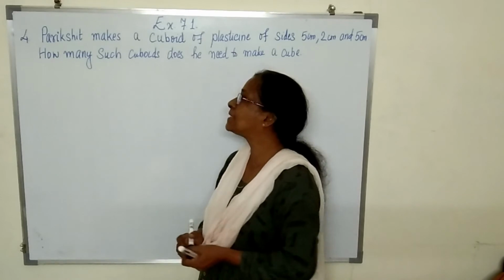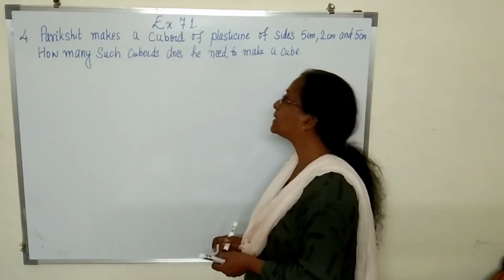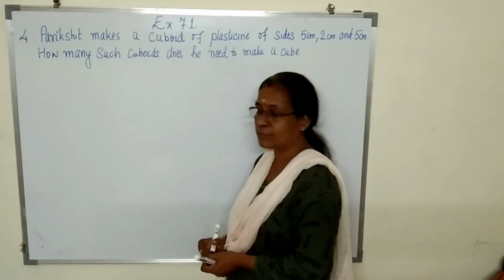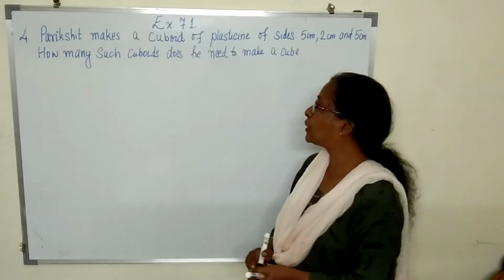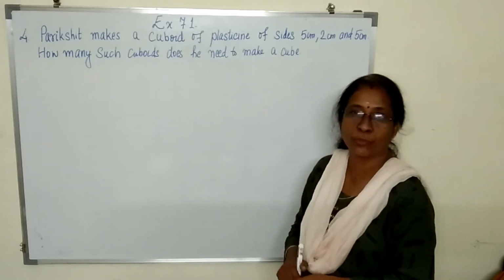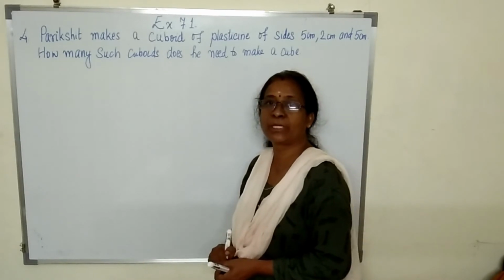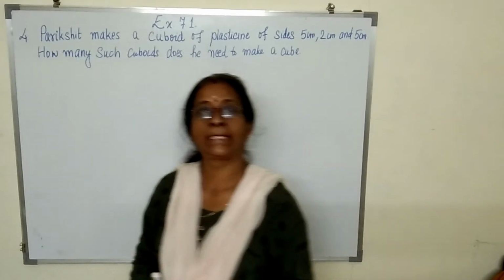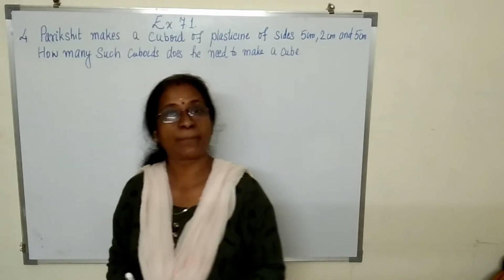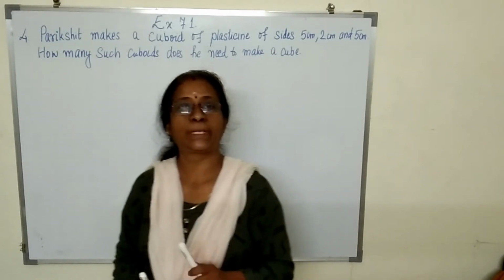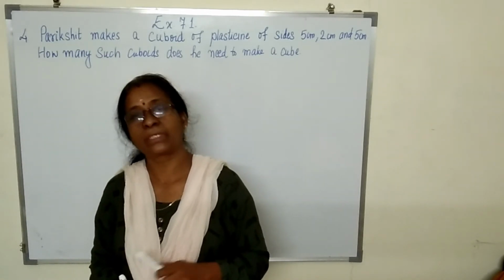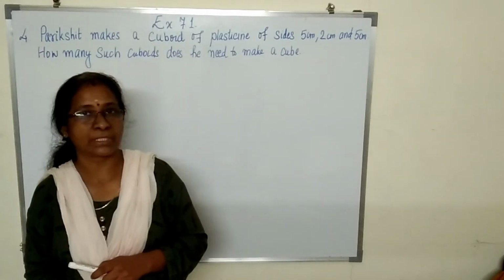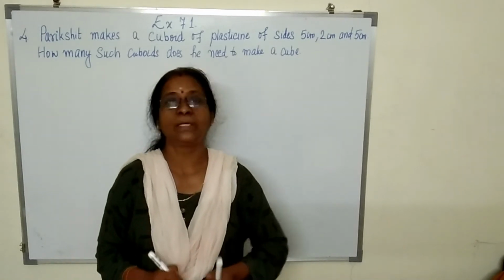The next question is question number 4. Parikshit makes a cuboid of plasticine of sides 5 cm, 2 cm and 5 cm. How many such cuboids does he need to make a cube? What is the main difference between a cube and a cuboid? A cuboid can have different length, breadth and height, but for a cube, all its dimensions, that is length, breadth and height, must be the same.